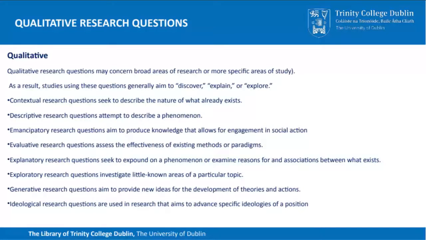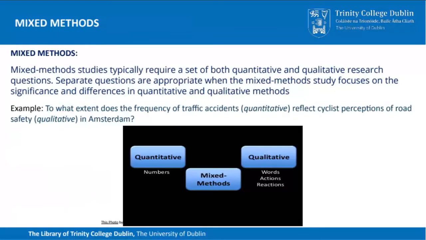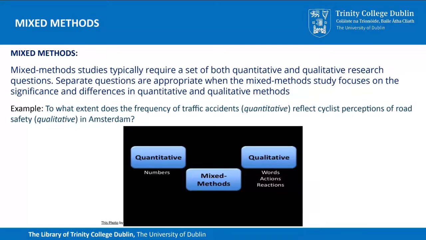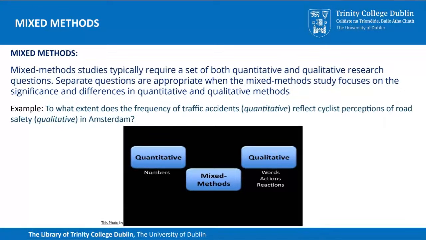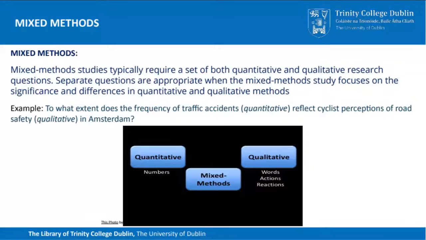Mixed methods questions are, as the name suggests, those that use both quantitative and the qualitative in its creation to answer questions. An example of this could be: to what extent does the frequency of traffic accidents, the quantitative section, reflect cyclist perceptions of road safety, the qualitative, in Amsterdam?